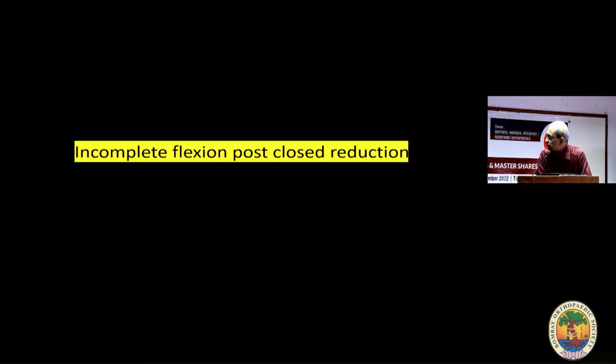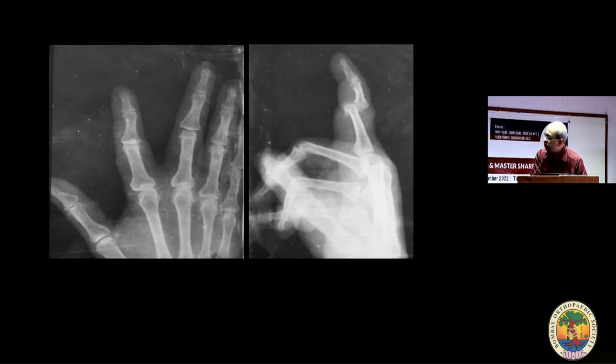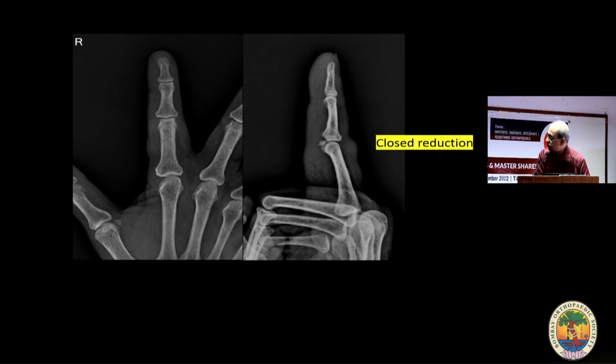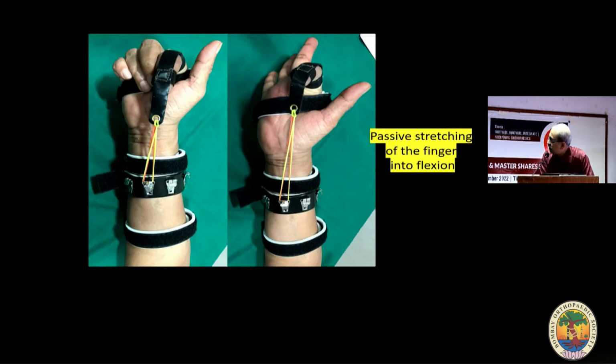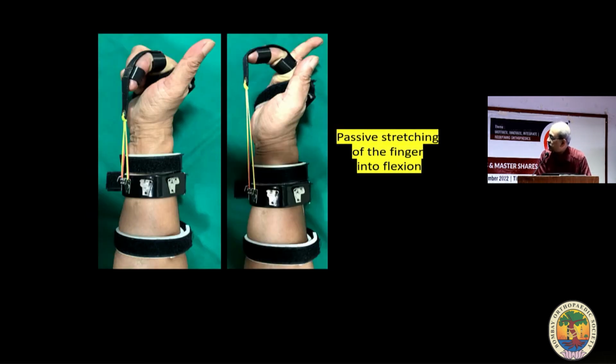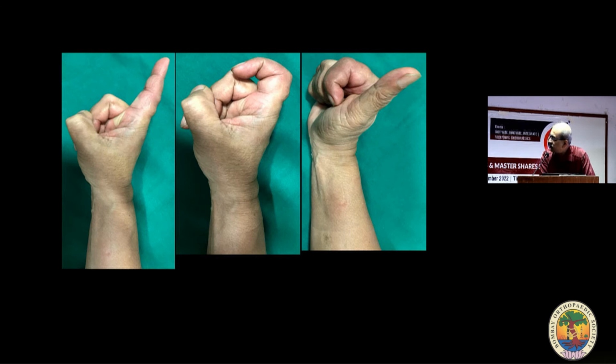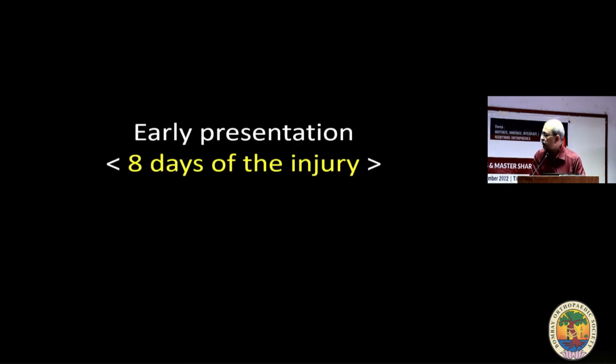And that's the function. So many times, after reduction of these joints, the joint was well reduced by closed means, but the surgeon did not insist on flexion. So this patient landed up with an incomplete flexion after the reduction of the PIP joint. For this also I have designed a splint that is a passive stretching of the finger in flexion with this rubber band splint. That is how the patient does exercises of the finger in flexion and extension with this rubber band, and eventually gets a very good result with this simple splint. So we have seen a flexion contracture, we have seen an extension contracture following PIP joint fracture dislocations.